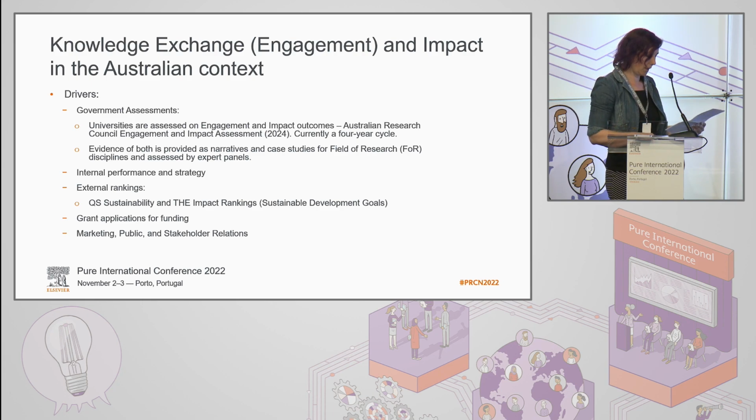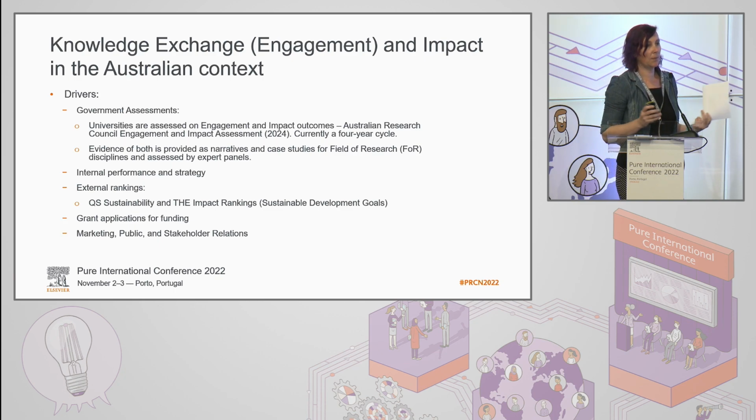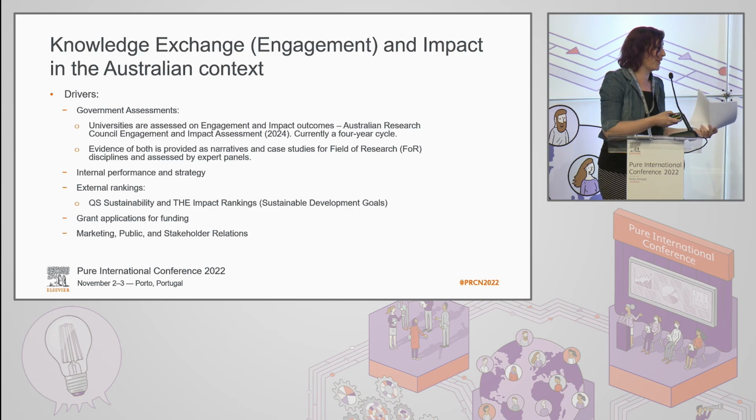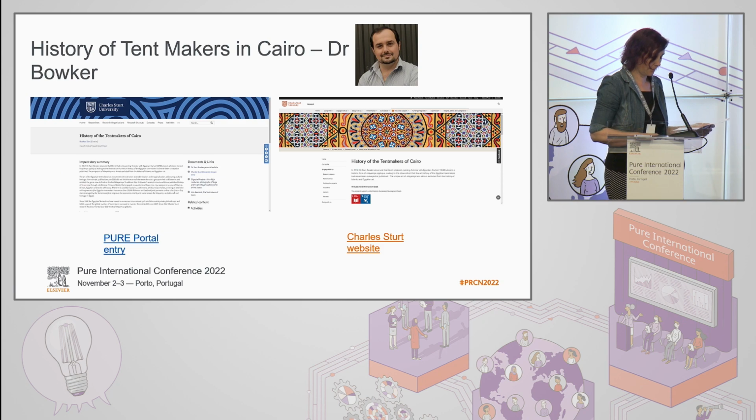It's worth noting that in Australia the narratives and case studies for engagement and impact are submitted separately. So we need the Pure system to reflect that and not conflate the two things together. We want it to be clear for our academics which types of activities need to be entered into which place, so that they're not, like we've talked about, putting things in impacts where they don't belong.